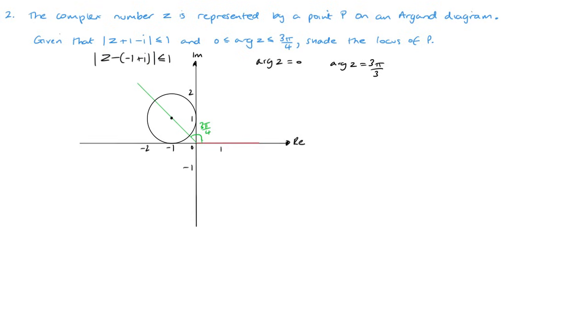So the region to be shaded is between the green and the red and inside the circle. So we're looking at this region here, like so. And then we have the second question complete. Okay, nice and quite easy, I think, so far.